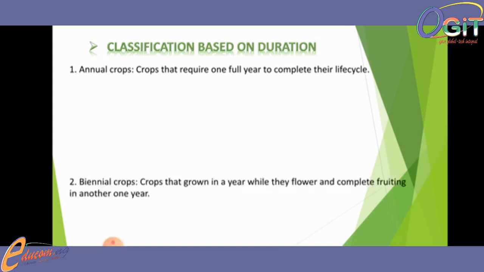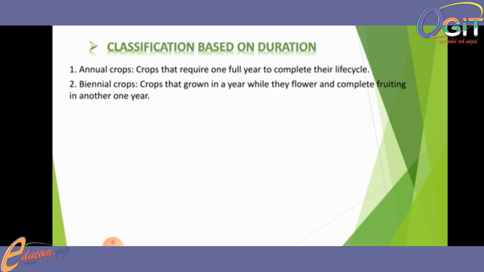Number 2, we have biennial crops, which are the crops that are grown in a year, while they flower and complete fruiting in another 1 year. Examples of this crop are banana and carica papaya. And number 3, we have perennial crops, the crops that live for years. Under this, we have cocoa, orange, mango, among others.